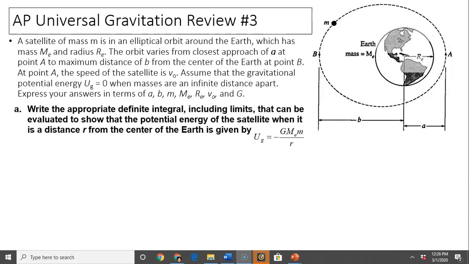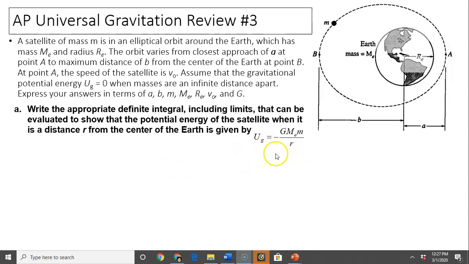Part A: write an appropriate definite integral, including limits, that can be evaluated to show that the potential energy of the satellite when it is a distance r from the center of the Earth is given by U_g equals negative G M_E m over r. So basically, they are asking to write an integral. You don't have to solve it, just write it. So that comes down to really the basic concepts.